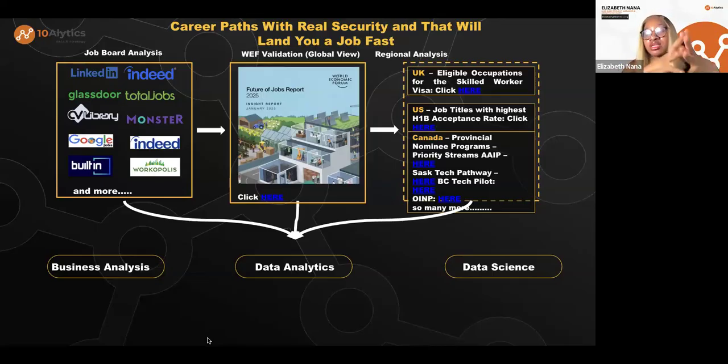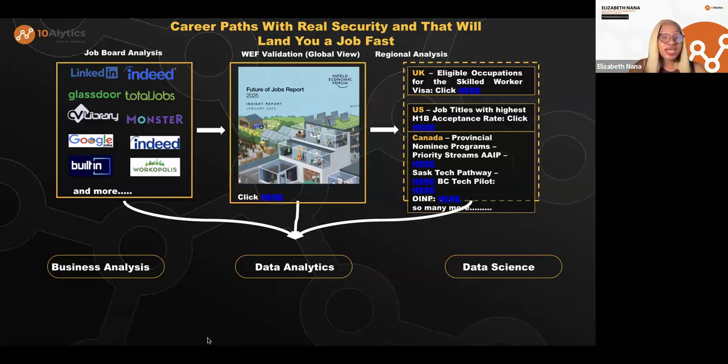And then we also carried out regional analysis. That's why I mentioned earlier that, yes, we're talking about NVQs, but this is not specifically tailored to the UK alone. Now, we took a look at jobs in the UK, and we wanted to make sure that these jobs are eligible occupations for the skilled worker visa. Just to make sure that if that is something you're looking out for, these jobs qualify.